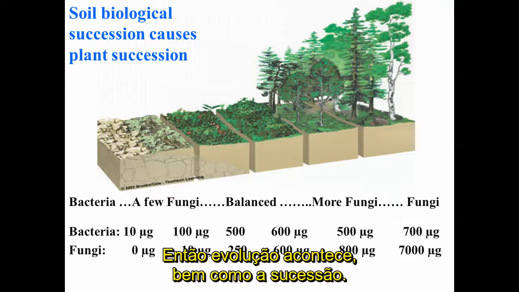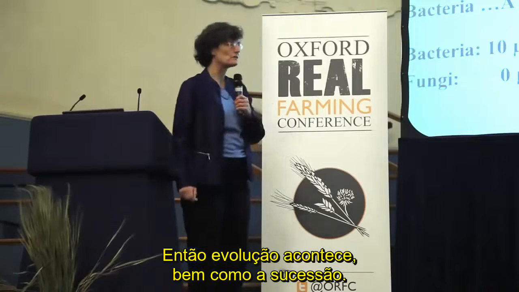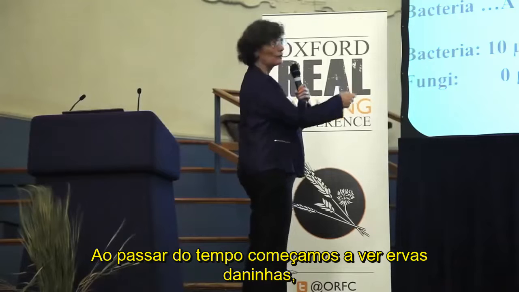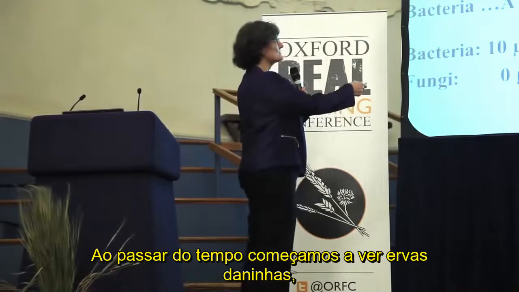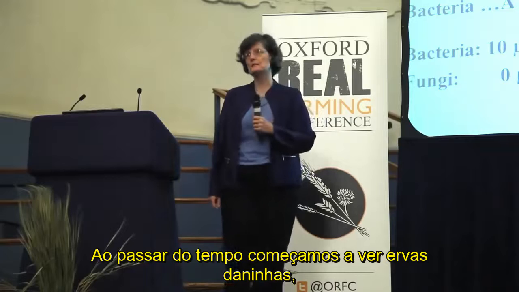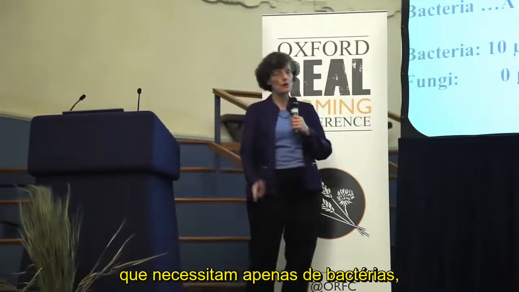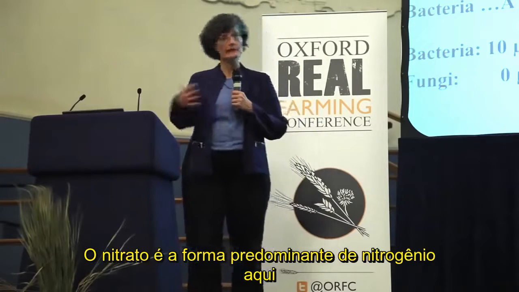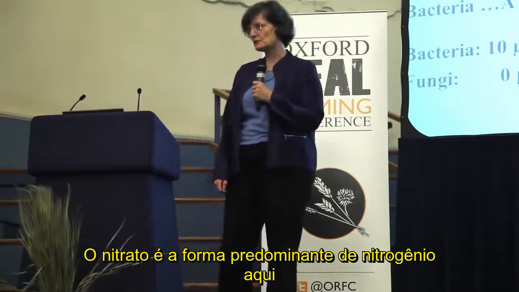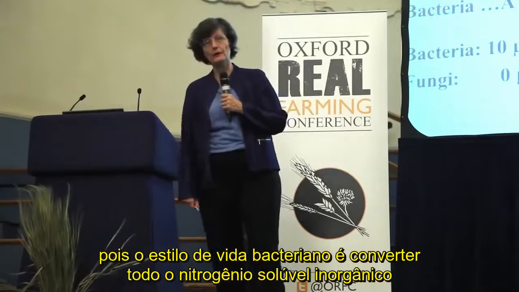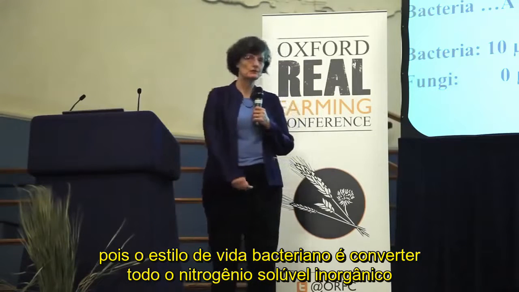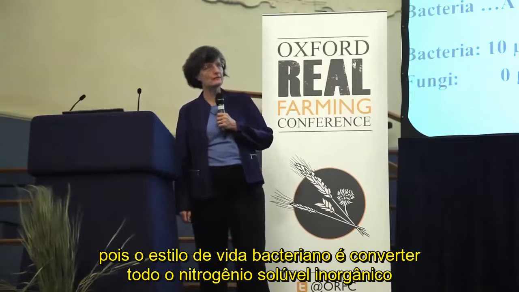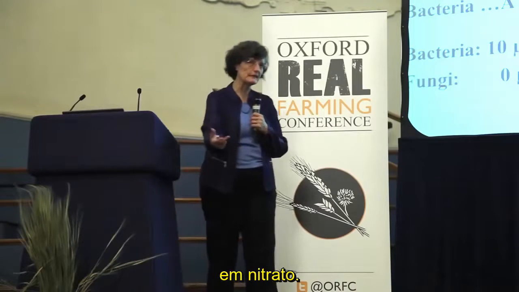So evolution works this way, as does succession. Over time, because we're starting to grow weeds, we have set the stage for the weedy species that only require bacteria and bacterial predators. Nitrate is the predominant form of nitrogen here because it is the bacterial way of life to convert all of our soluble inorganic nitrogen into nitrate.